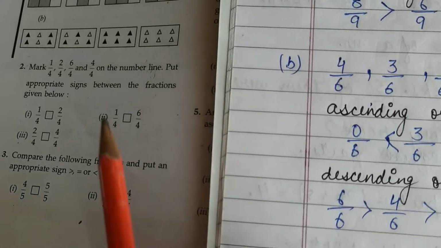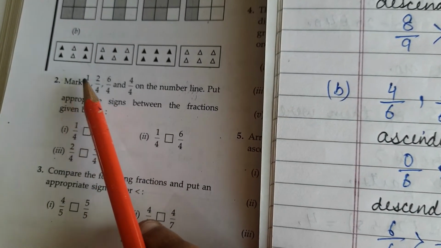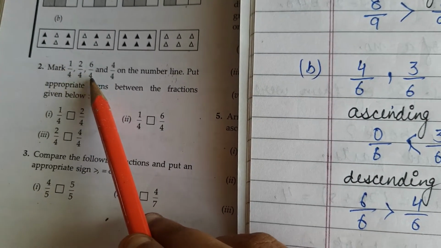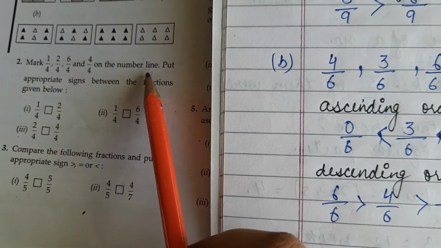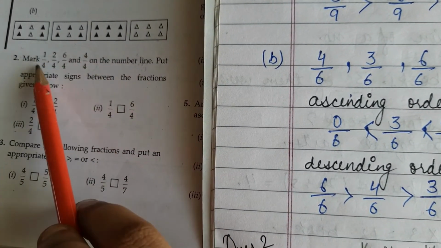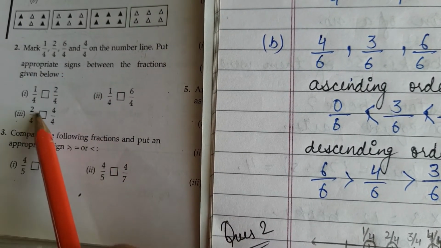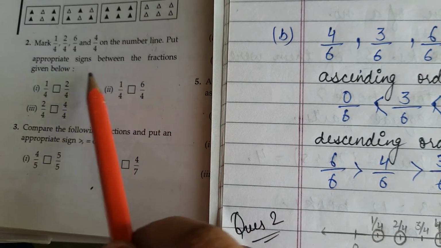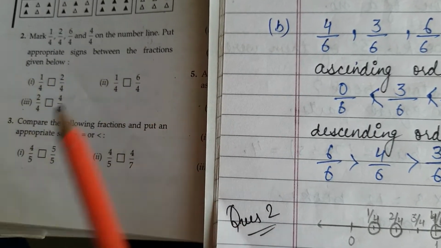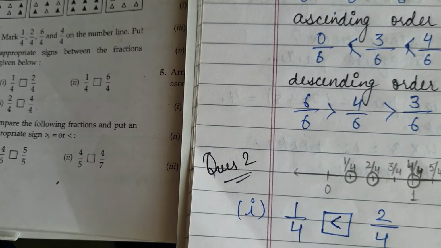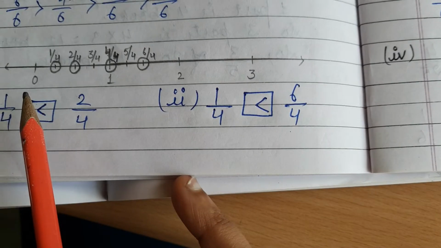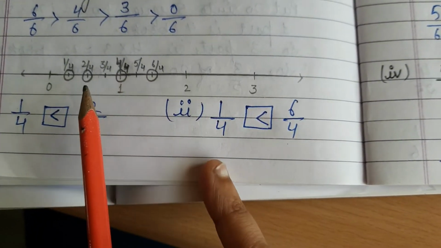Now moving to question number 2. Mark 1 upon 4, 2 upon 4, 6 upon 4 and 4 upon 4 on a number line. We have to put all of these on a number line, put the appropriate sign between the fractions given below, and mark the appropriate sign in these 3 parts. So let's put it on a number line. I have made a number line here like this.